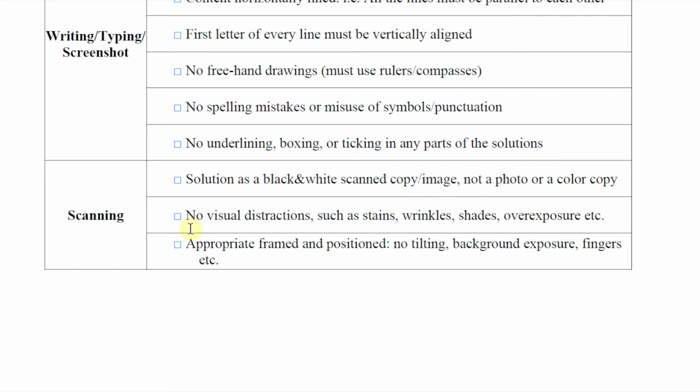Next we will see the scanning part. The solution is always in black and white mode. The content producer should not post an answer in colored mode. That's why we have the render feature in our app. They click the photo and then apply the render feature, which makes all answers black and white. There should be no visual distractions such as stains, wrinkles, shades, overexposure, etc., and the answer should be appropriately framed and positioned, with no tilting, background exposure or fingers in the answer.